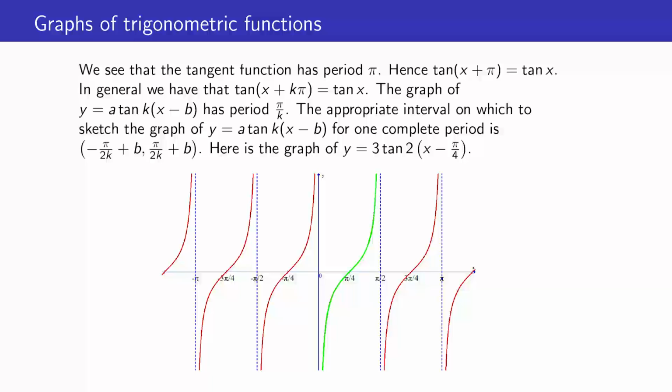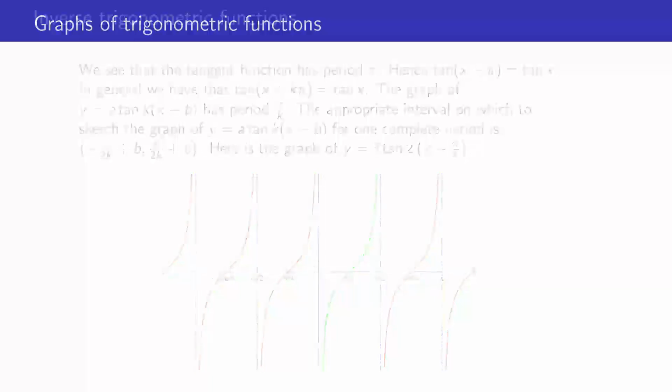So we sketch the graph on the interval 0 up to π/2, which is indicated here in green. Then we repeat the same graph both on the right and on the left. And then we get this graph here.